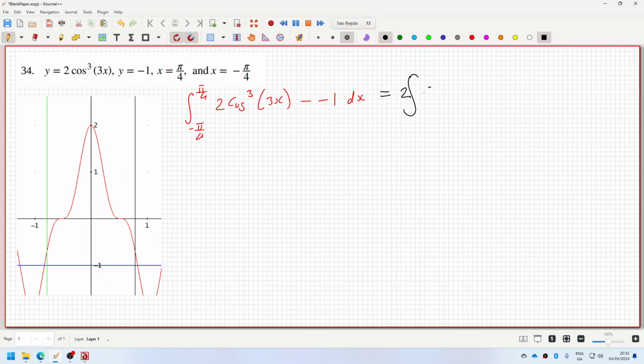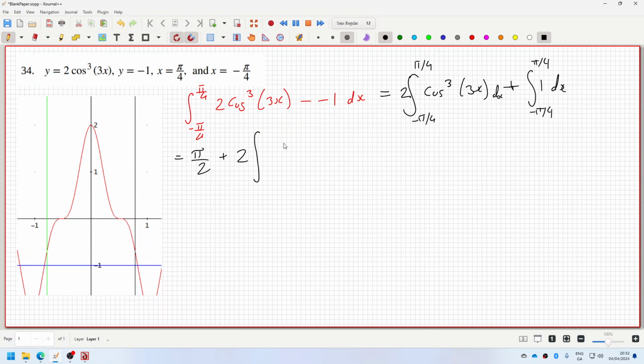2 cos cubed 3x dx plus then the integration of 1 dx with the limits. I will write them in. Pi over 4, minus pi over 4. Well, this one here is pretty easy. That's just going to be pi over 2, because that becomes x. Pi over 4 minus minus pi over 4 is pi over 2. So it's pi over 2 plus 2.